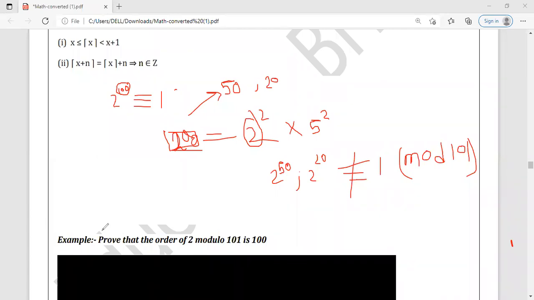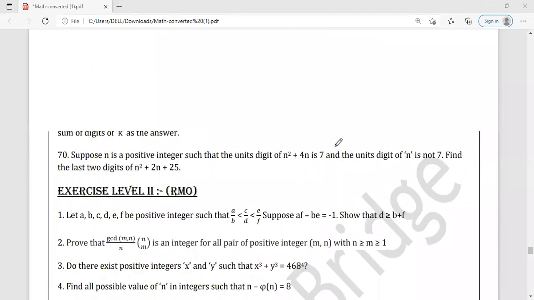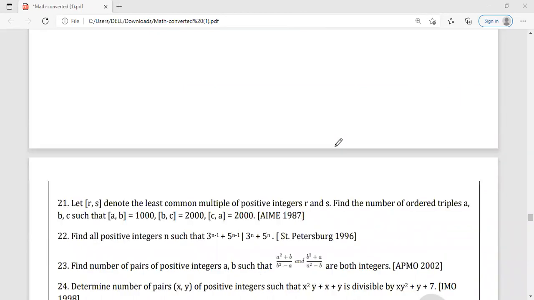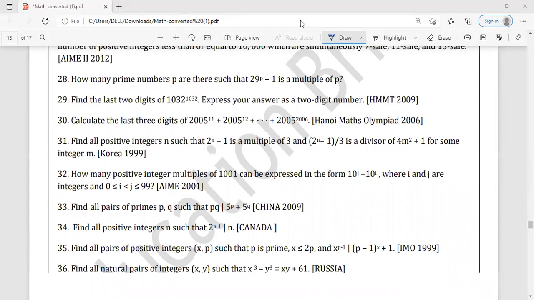Actually problems come from this type of statements with a bit of a trick, and I am showing you the problem section of this book that I have prepared. Here you will have level 1, level 2, level 3 problems, and you will find some questions of this order. Exercise 1 is a pre-RMO level problem set, and it consists of 70 problems.